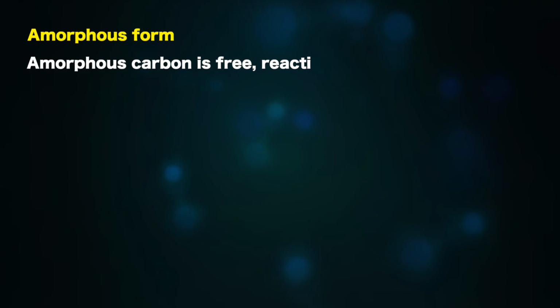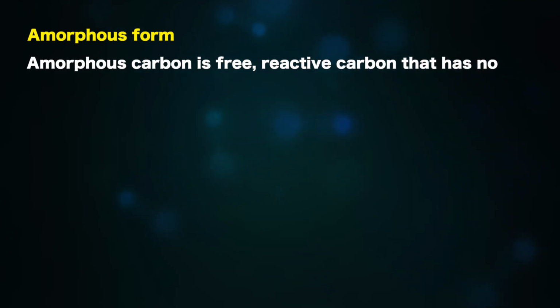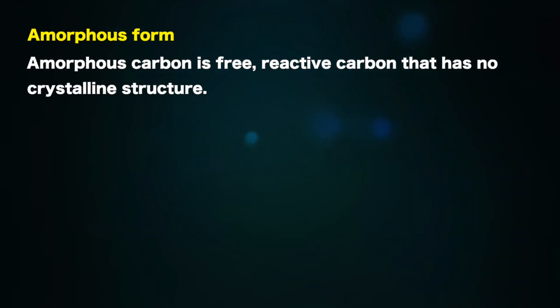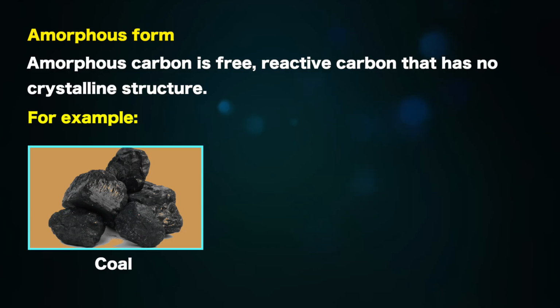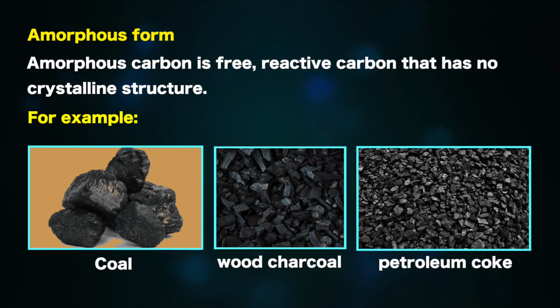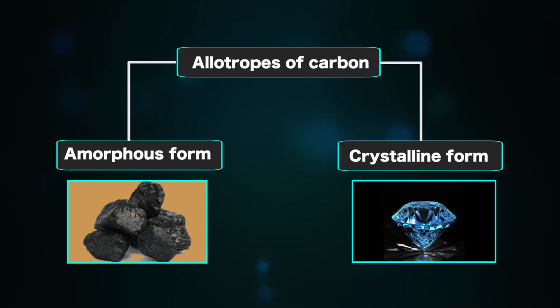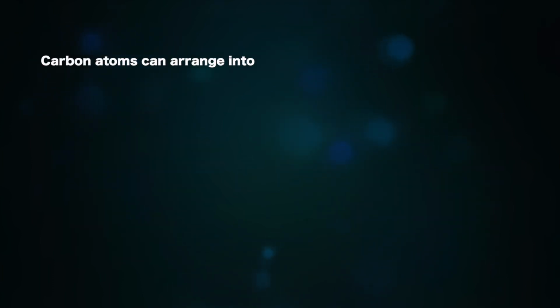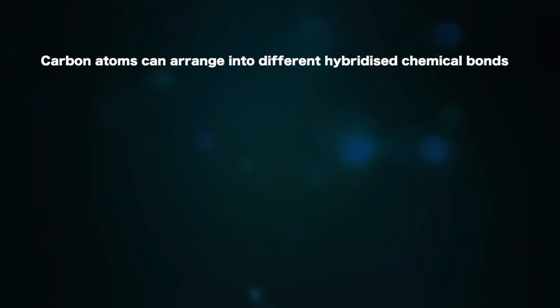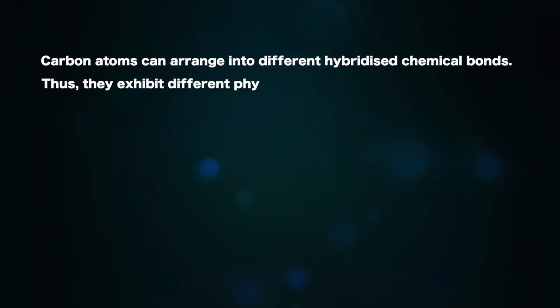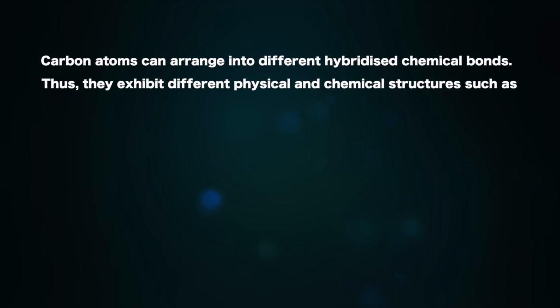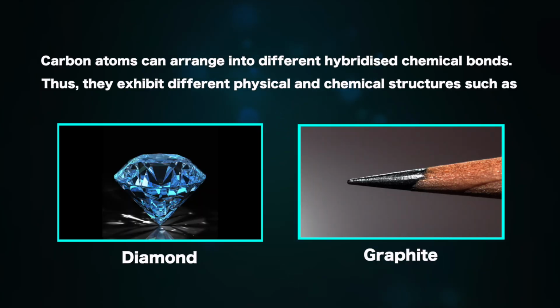Amorphous carbon is free, reactive carbon that has no crystalline structure. For example, coal, wood charcoal, petroleum coke. 2. Crystalline form. Carbon atoms can arrange into different hybridized chemical bonds. Thus, they exhibit different physical and chemical structures such as diamond and graphite.